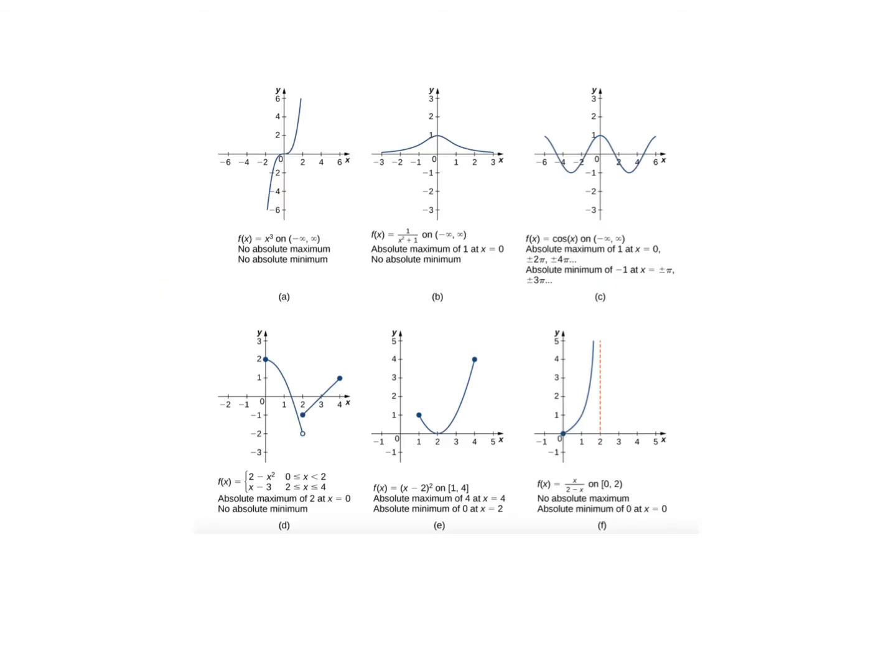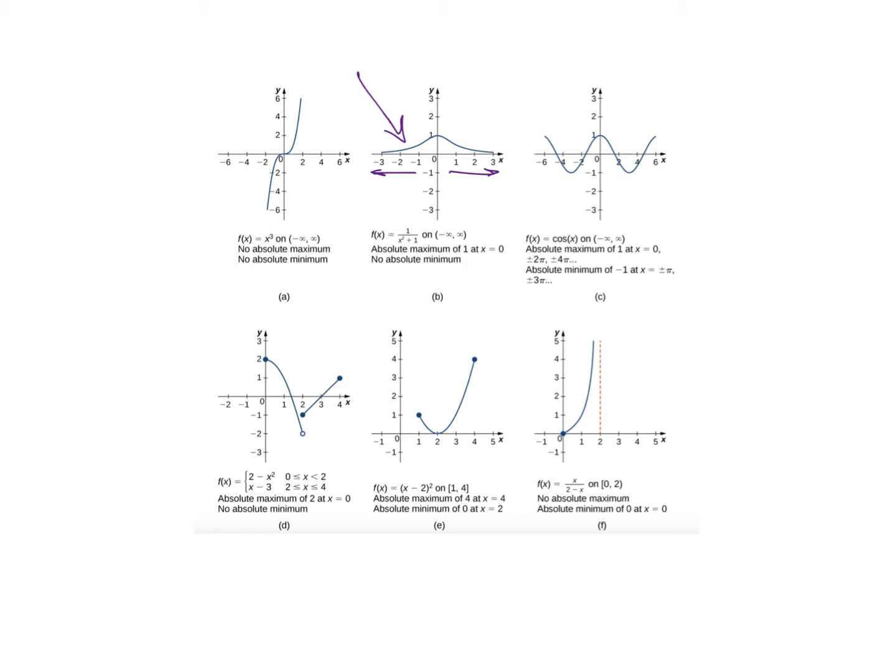Before we do some examples, I wanted to look at why it's important that the interval is closed. If we look at the example right here at the top, we have a function that has an absolute maximum, but it does not have an absolute minimum. As we go off to negative infinity and positive infinity, the function gets closer and closer to zero, so the values are getting smaller and smaller, but they never reach a minimum value. So in this case, we had an absolute maximum, but no absolute minimum.